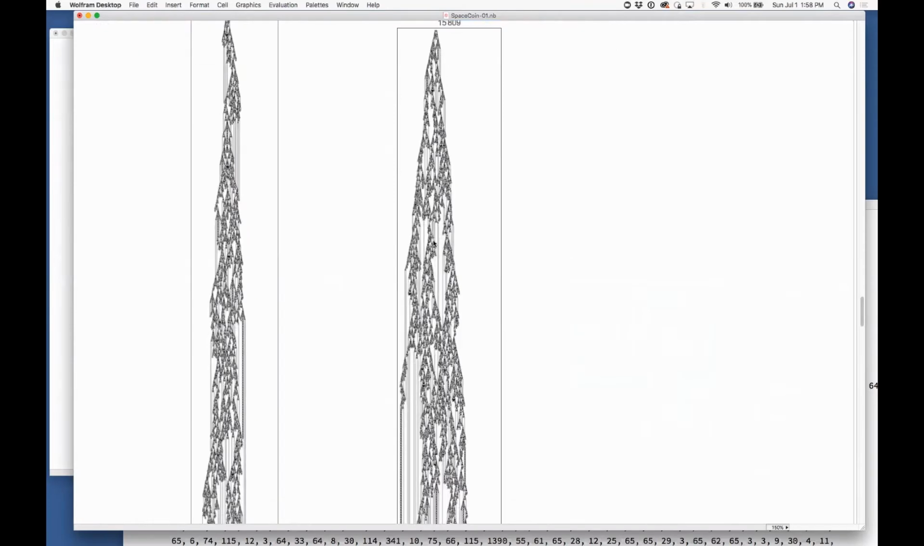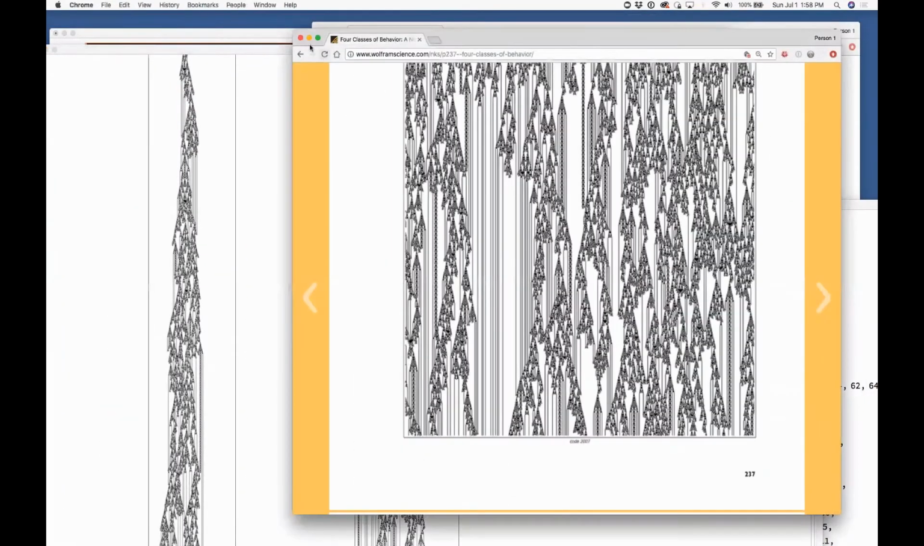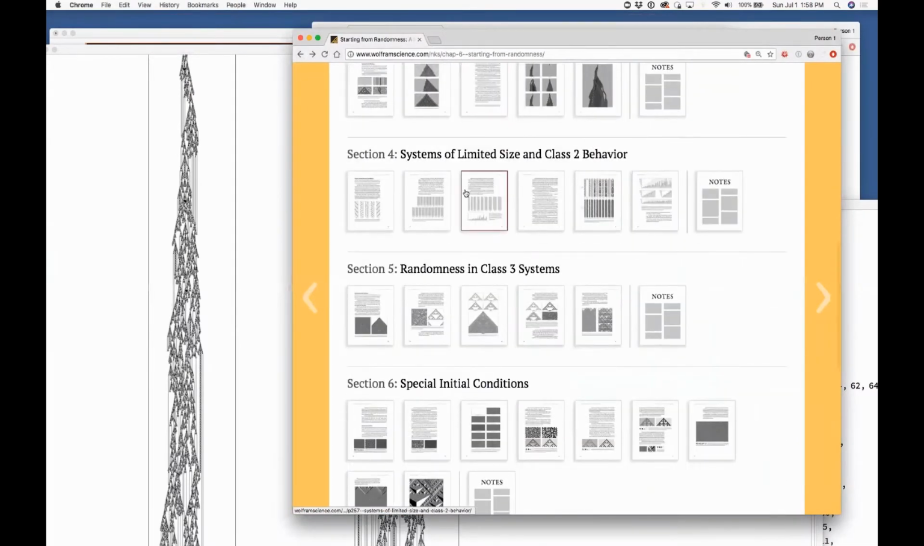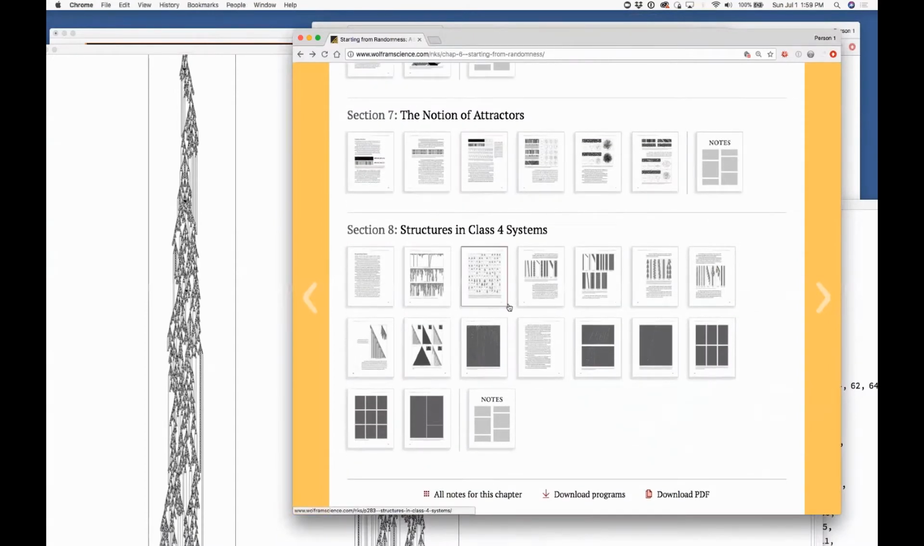Now, one question is, can we find a glider? Can we find a propagating structure? I remember that in the NKS book I had a procedure for finding these gliders. Let me see, where was it?